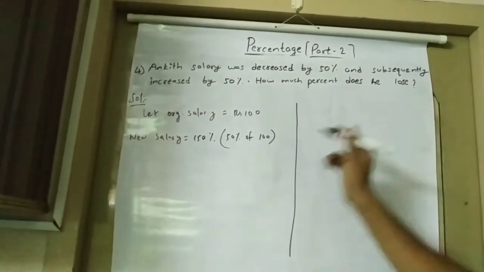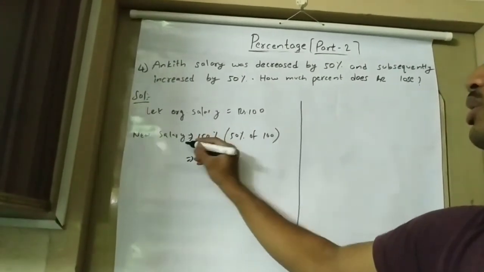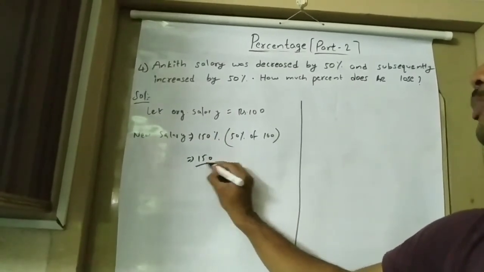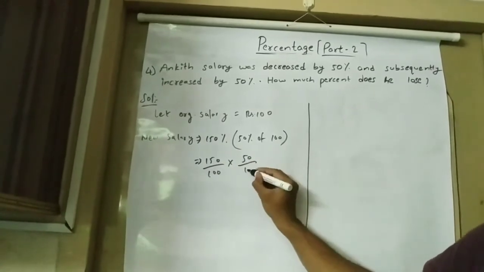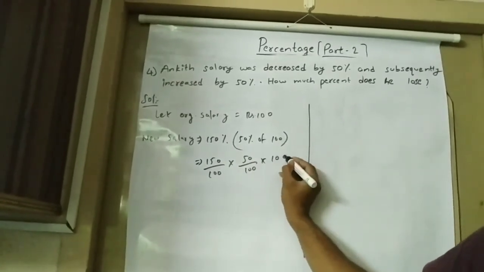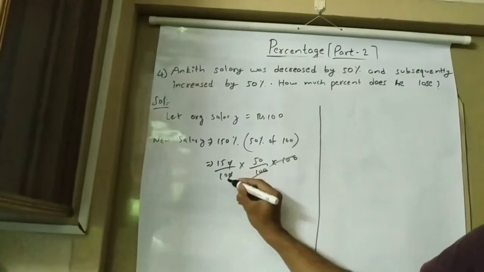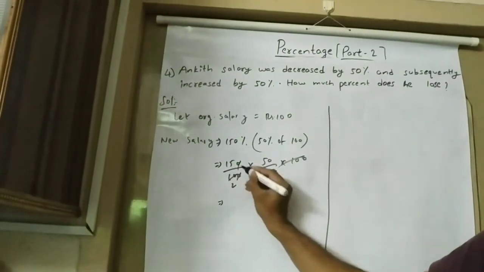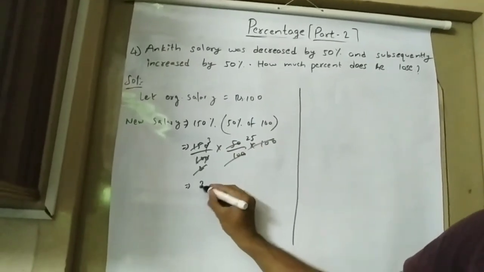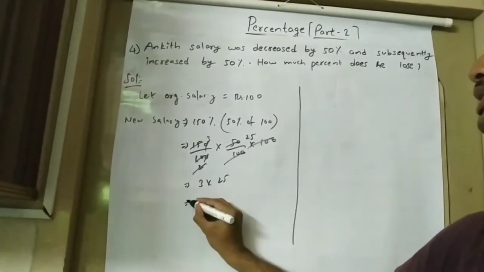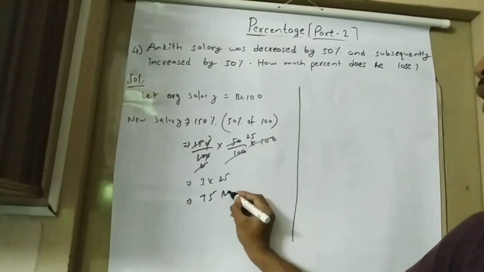How much percent does he lose? So 150% means 150 by 100 into 50% means 50 by 100 into 100. 5 2s are 10 and 5 3s are 15, that is 3 into 25. That is equal to, the new salary is 75 rupees.